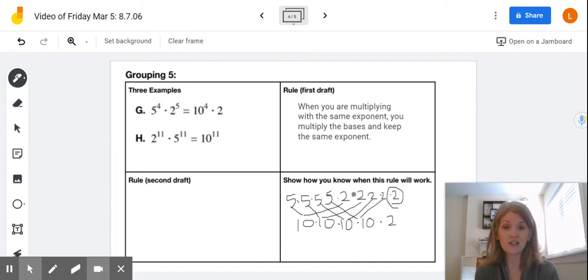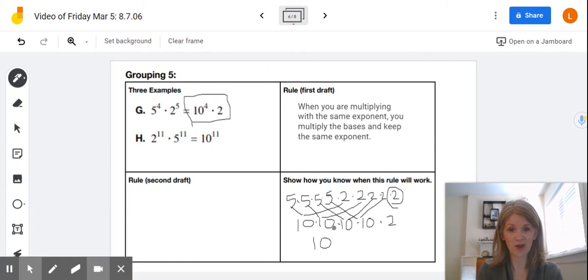All right, so each of these 5 times 2's gave me 10. Well, hey, how do I rewrite that as an exponent? Remember, I want to prove that it can be written this way. Do you see it? There's how many tens? 1, 2, 3, 4. So we can write that as 10 to the power of 4. And then we still have to leave this little times 2 at the end.